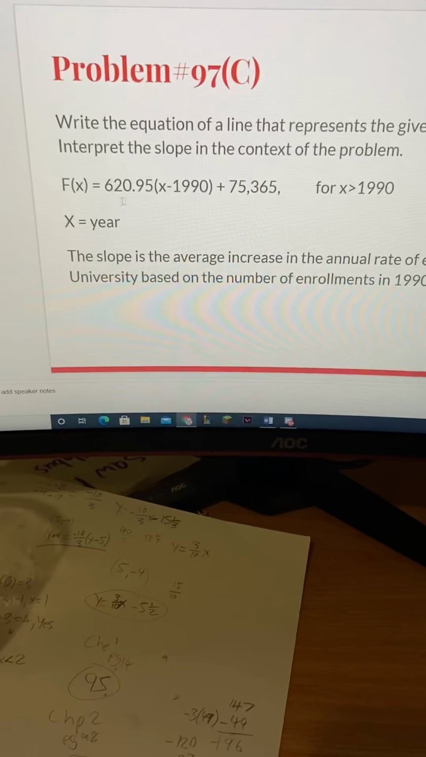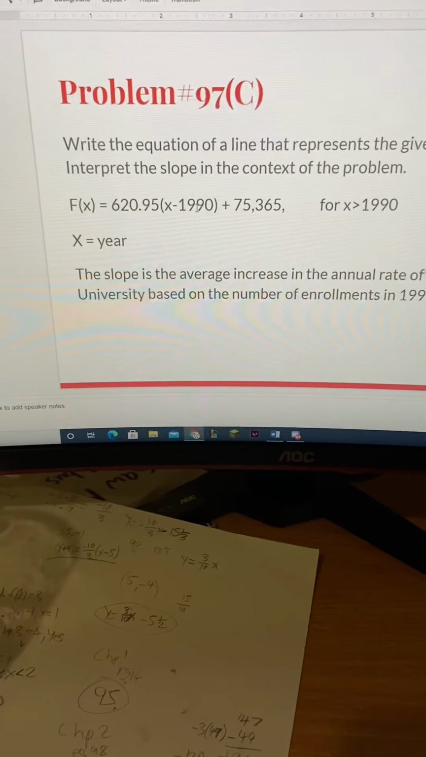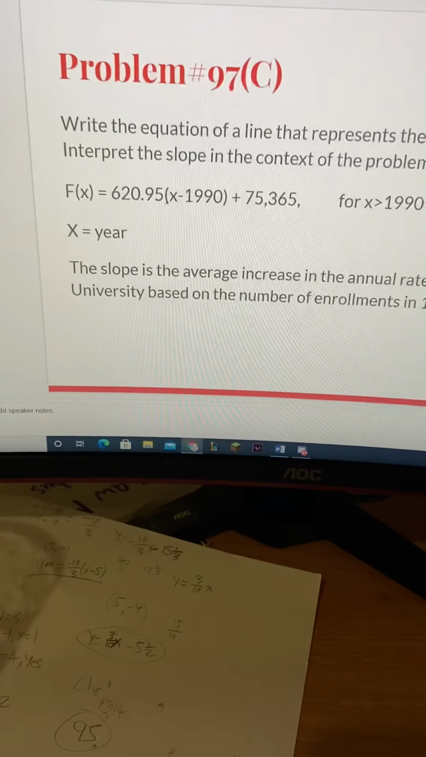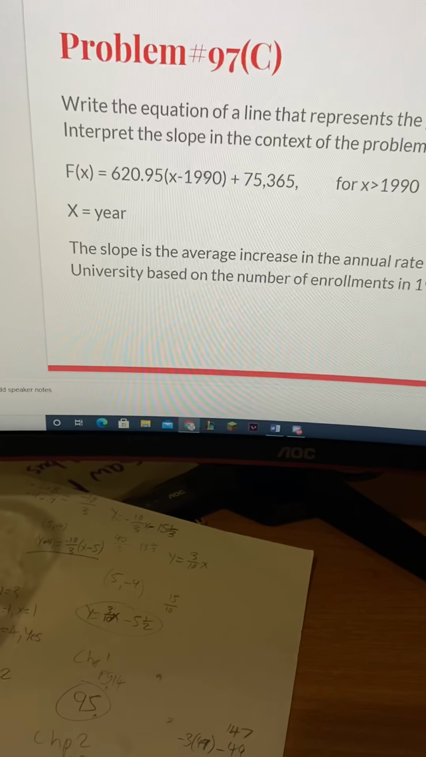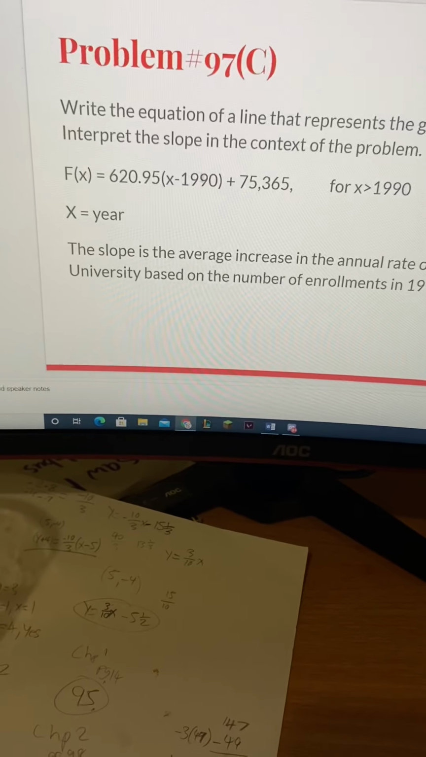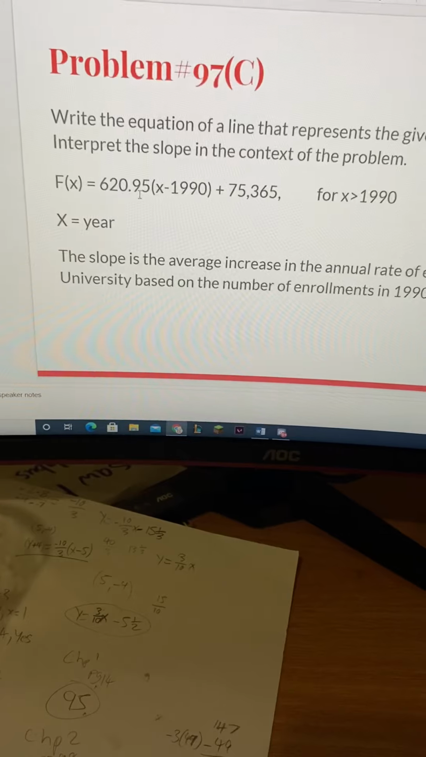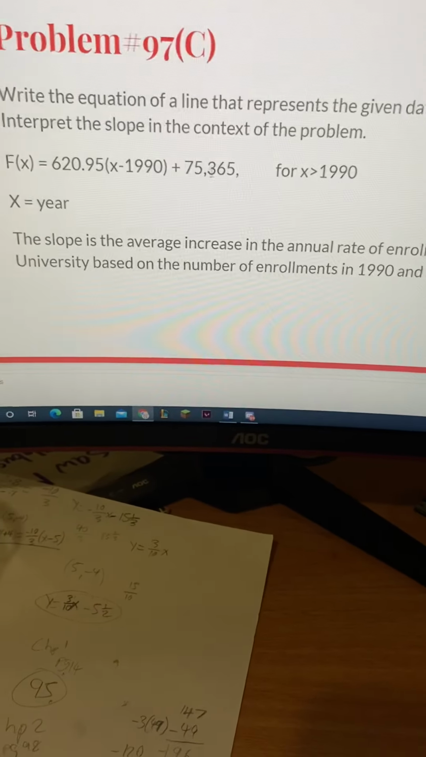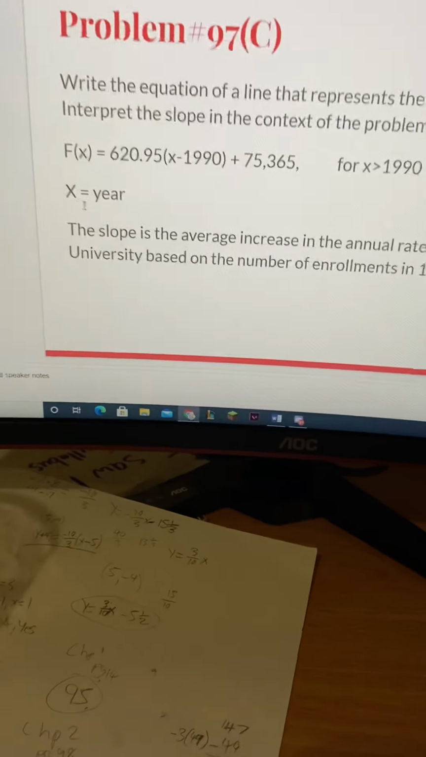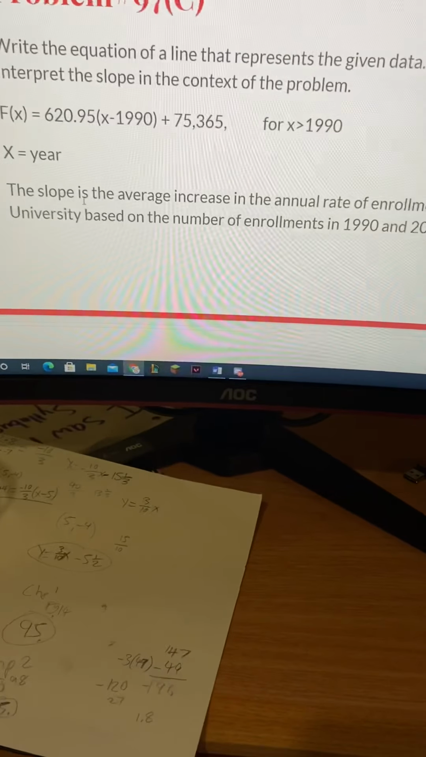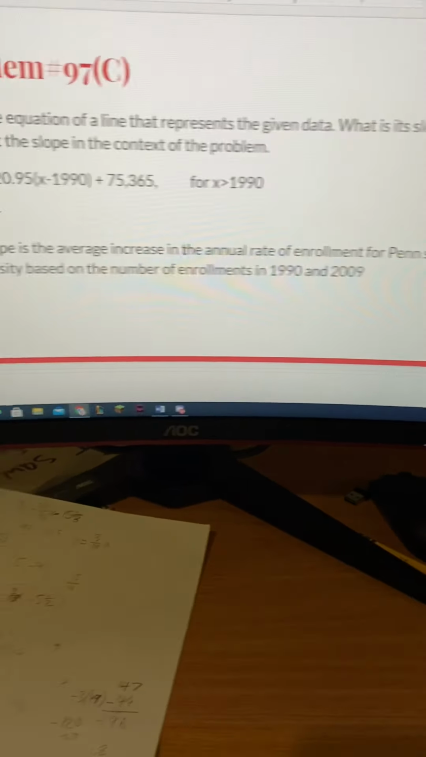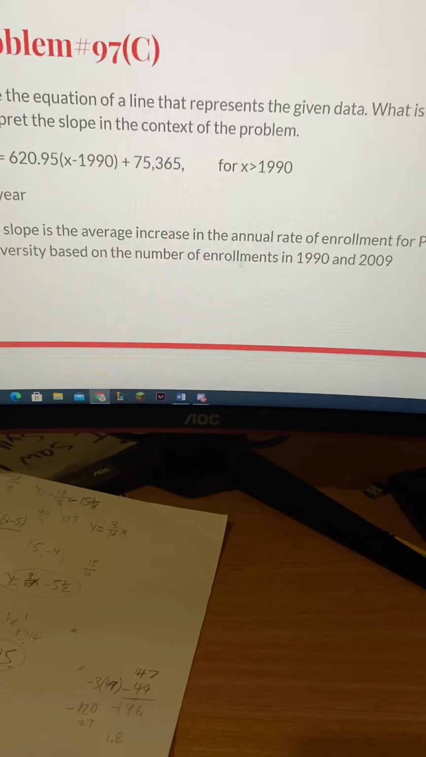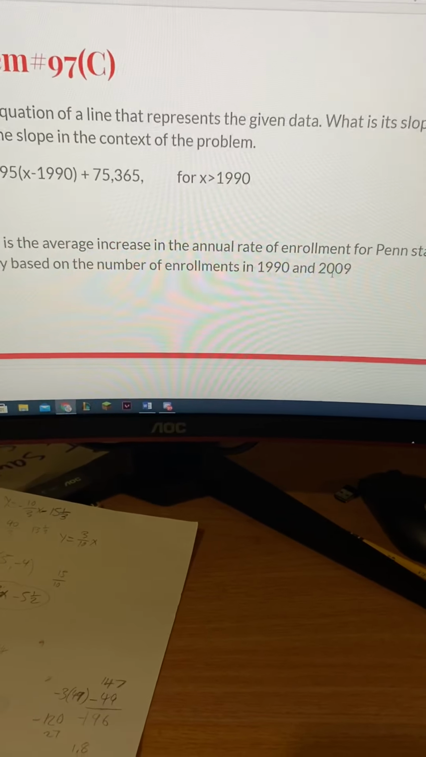This is similar to the last problem, and once you plug in x, for example 2000, you would subtract it from 1990, multiply it by 620.95, and add this number. X is the year, and the slope is the average increase in the annual rate of enrollment for Penn State University based on the number of enrollments from 1990 to 2009.